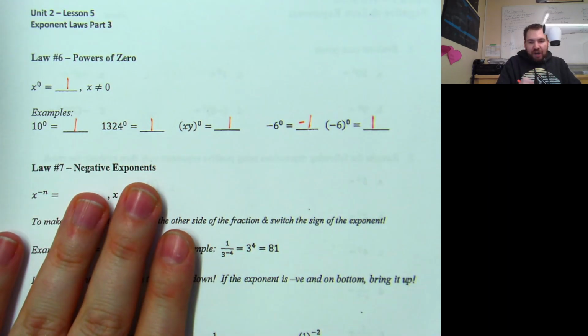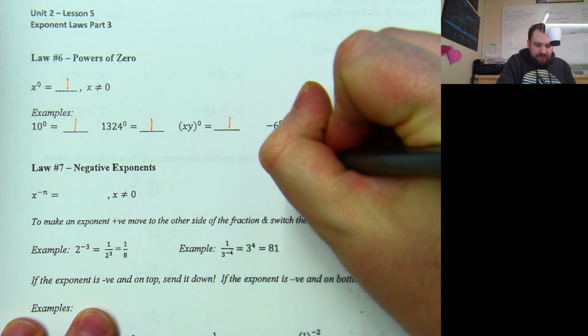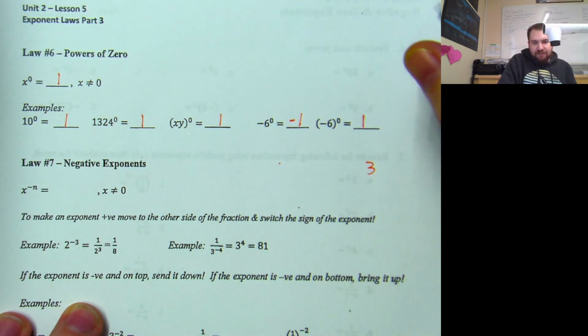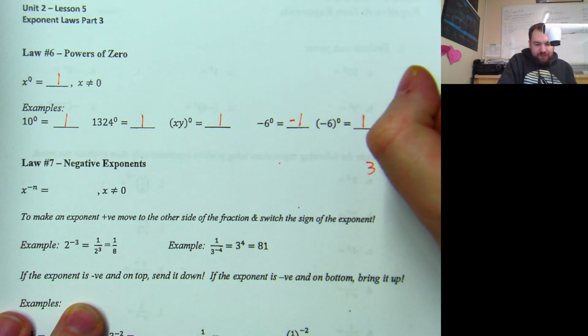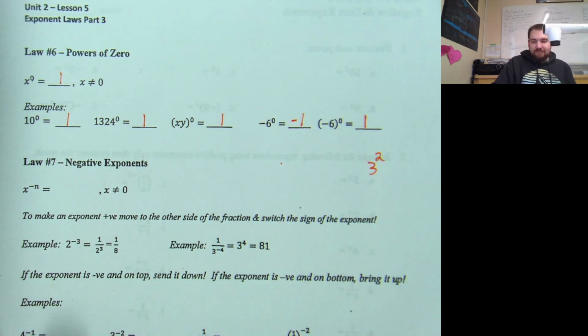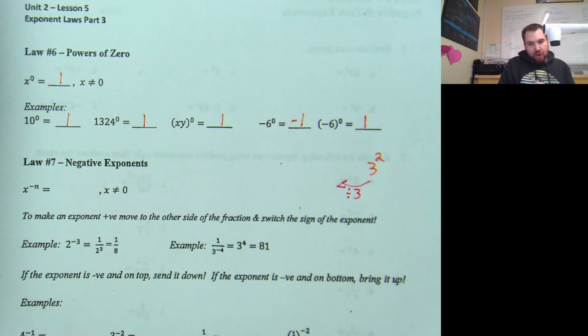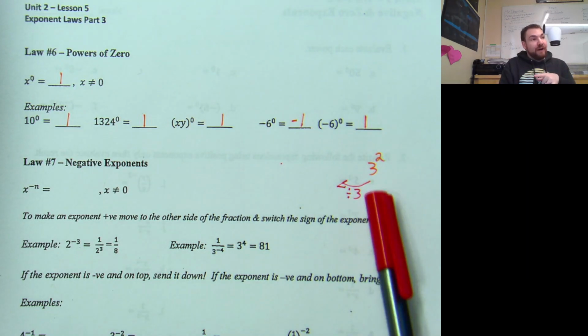So I'm going to start on the right-hand side. I've got 3 squared. If I divide this by 3, what do I get? Don't say 9 divided by 3. What's happening? I've got 3 squared.